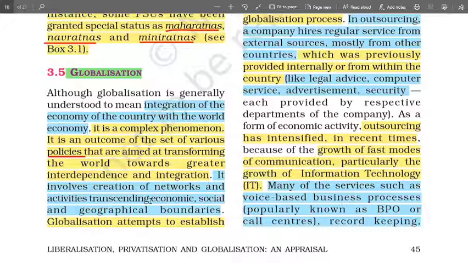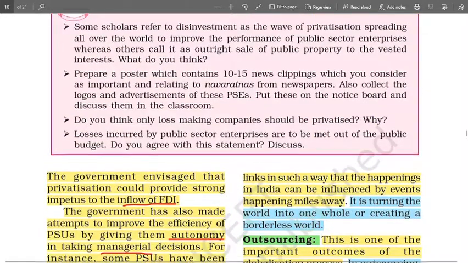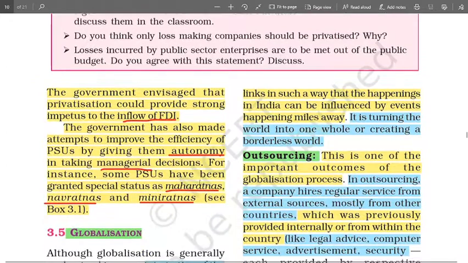So that's about globalization. Globalization attempts to establish vital links in such a way that what's happening in India can be influenced by events happening miles away. So there's a connection now. Whatever happens in India, it will affect the rest of the world. Whatever policies any country in the rest of the world has can have an effect on India. Any policy of America has effect on India because of globalization, because we open up our economy.